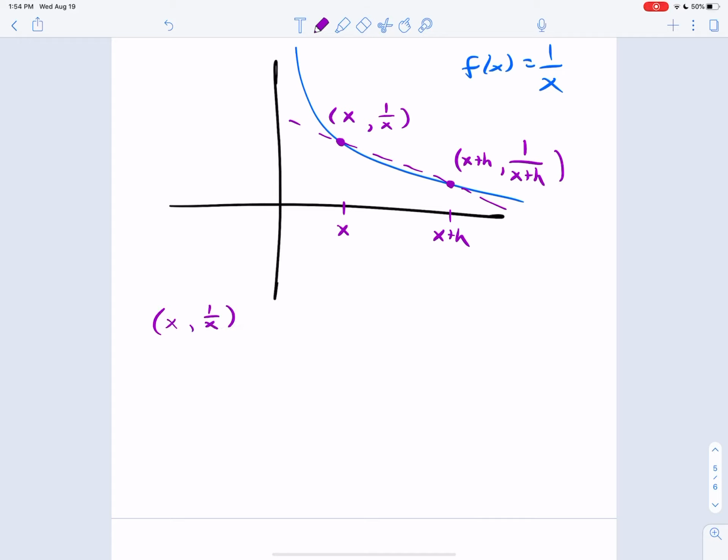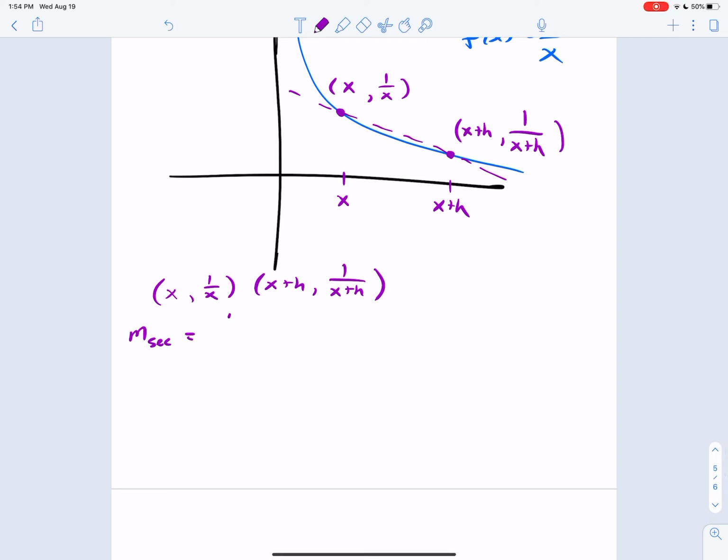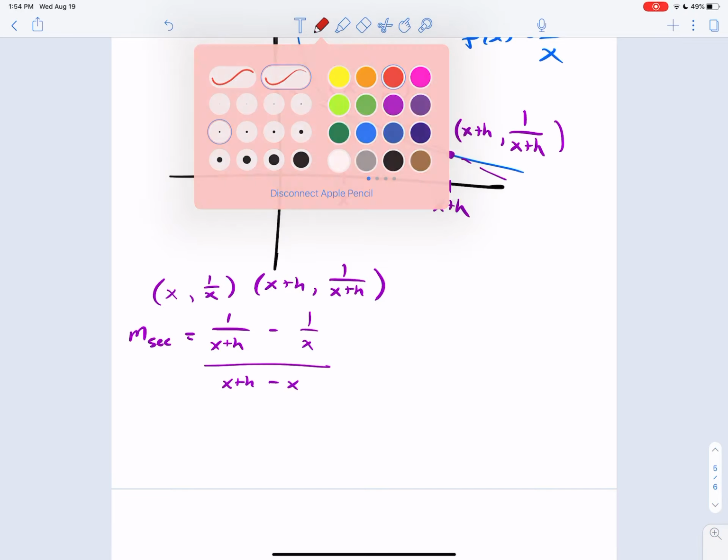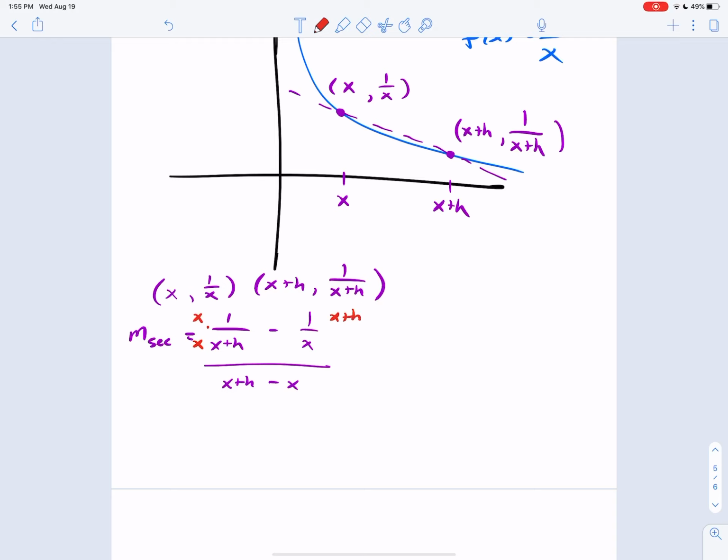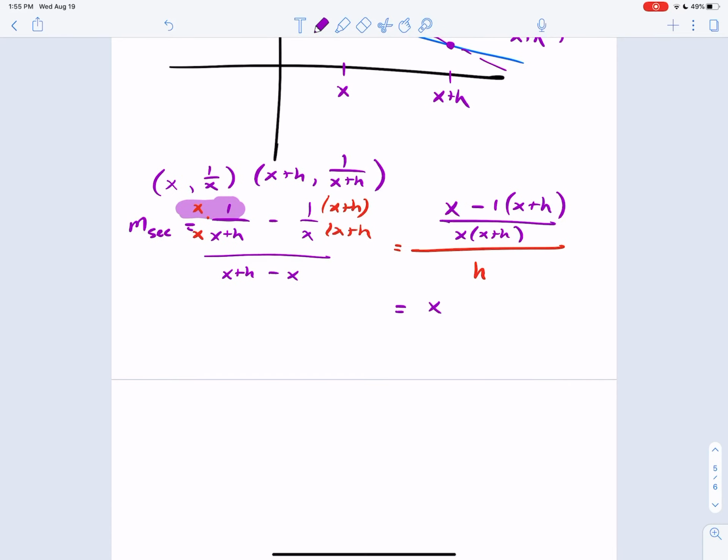So with x comma 1 over x and x plus h comma 1 over x plus h, the slope of the secant line will be 1 over x plus h minus 1 over x, all over x plus h minus x. Up top, I'm going to get common denominators and multiply by x, and then x plus h. That'll equal, and before I forget, down below is going to come out to h. Up top, I'm going to get a common denominator of x times x plus h. And over here, 1 times x is going to be x minus 1 times the quantity x plus h. If I distribute that, I'm going to get x minus 1 x minus 1 of the h's, all over x times x plus h, all over h.